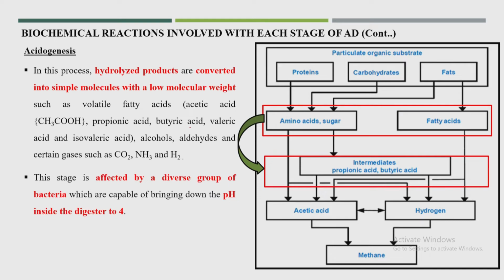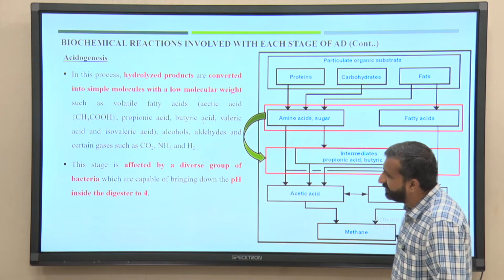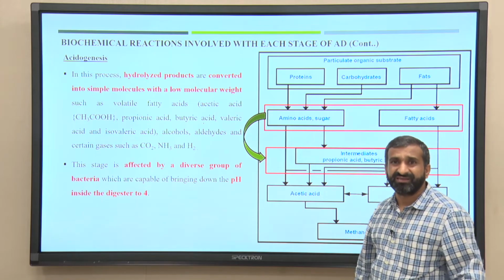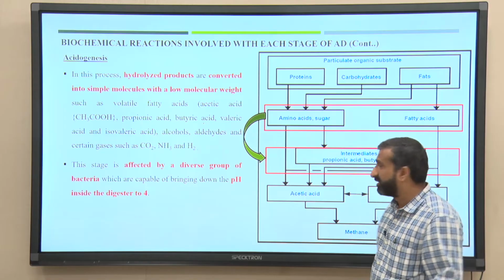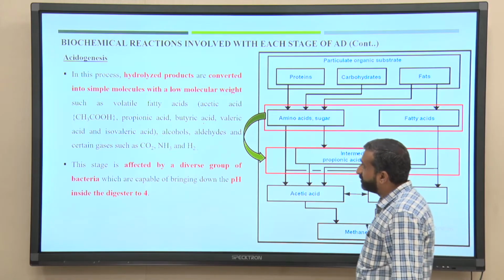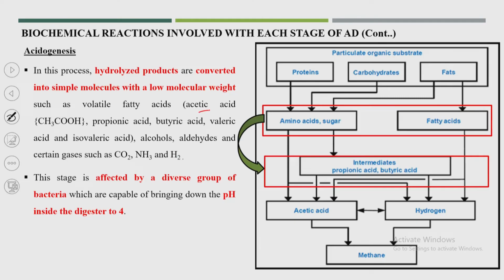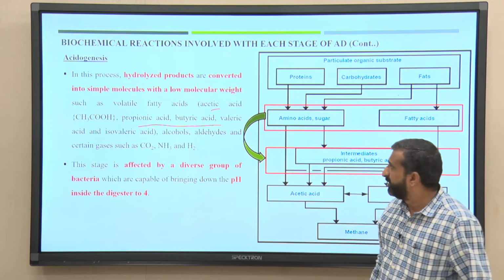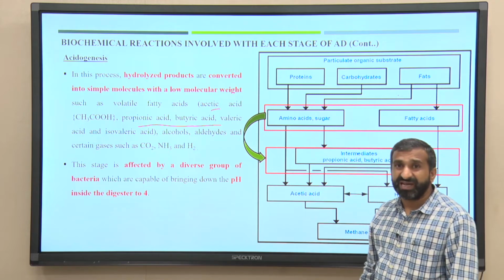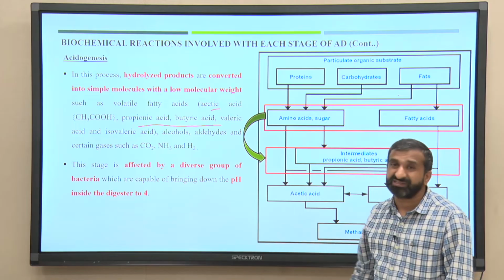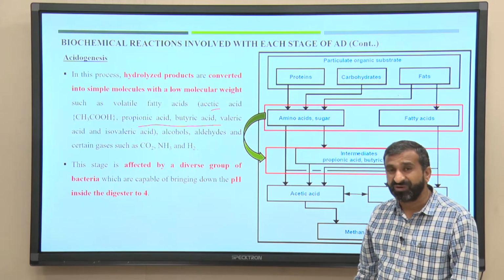This stage is carried out by a diverse group of bacteria which is capable of bringing the pH inside the reactor down to 4. This is also a very important fact in the anaerobic digestion process, because these bacteria are among the strongest bacteria in the degradation process under anaerobic conditions. Because of the production of acetic acid and propionic acid, although they are not very strong acids, they are weak acids, there is a chance of a drop in pH to 4.